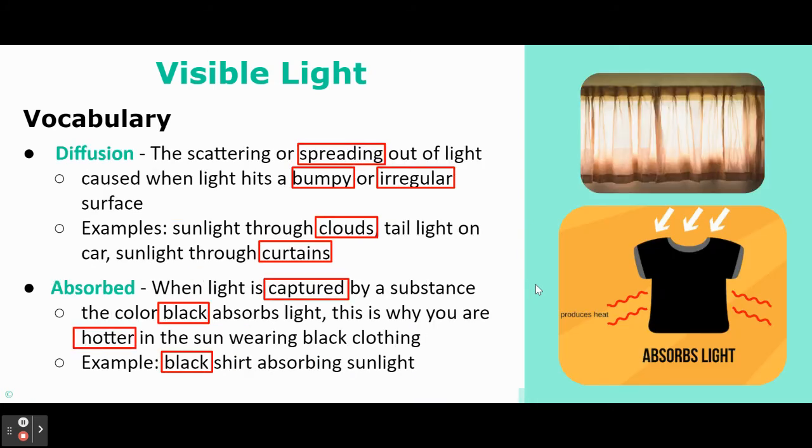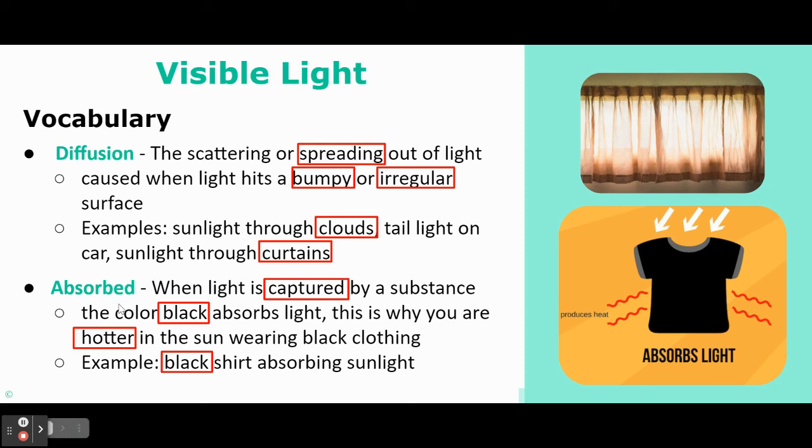Diffusion. Diffusion is the scattering or spreading out of light. This is caused when light hits a bumpy or irregular surface, right? So reflection is when it's smooth, and diffusion is when it hits a bumpy or irregularly shaped surface. Some examples are sunlight going through clouds. Some of that sunlight comes through, but not all of it does, right? So it's diffused. Also a tail light on a car, and sunlight through a curtain, like in this picture.